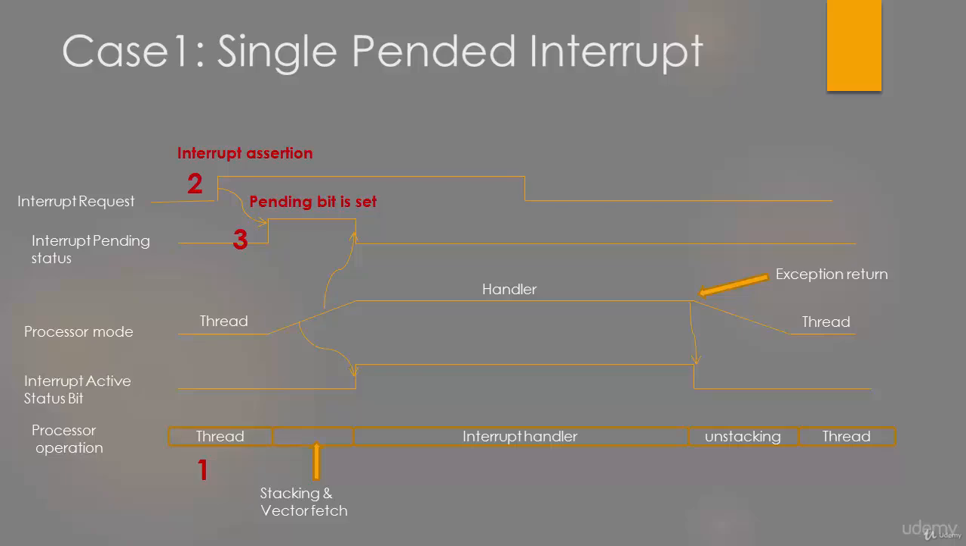After that, the processor accepts the interrupt and changes the mode to handler mode to execute the ISR. When the processor is executing the ISR, it sets the corresponding bit in the interrupt active register to 1 to indicate that the processor is busy in servicing the interrupt. And it also clears the pending bit inside the ISR.